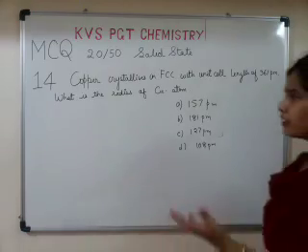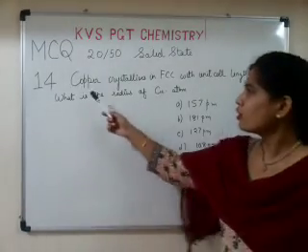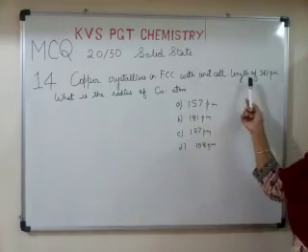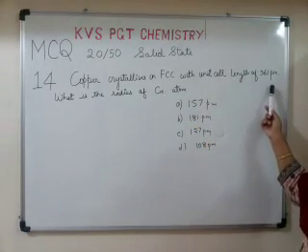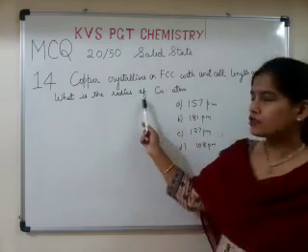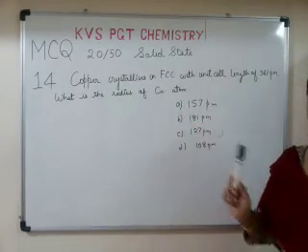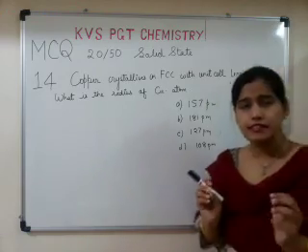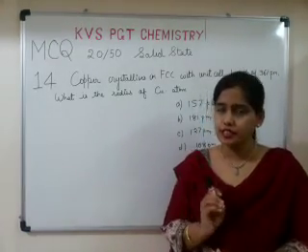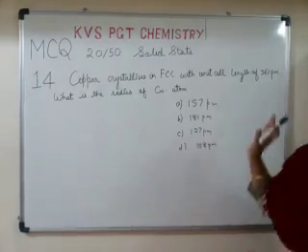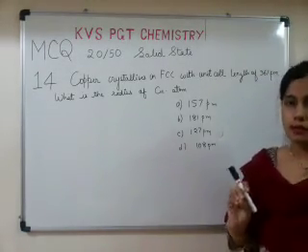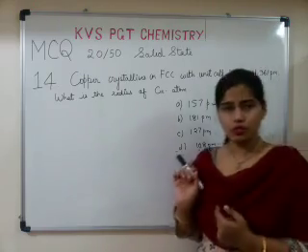So children, here we have another question. Copper crystallizes in FCC structure with a unit cell length of 361 picometer. What is the radius of copper atom? Okay, in this question it is given that copper crystallizes in FCC structure, means face centered structure. Edge length is given as 361 picometer. You have to tell the radius of copper atom. So see how to solve this question.